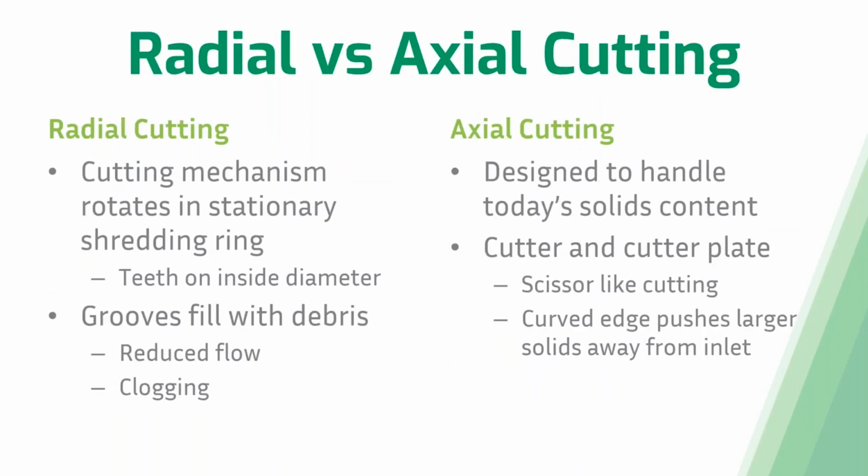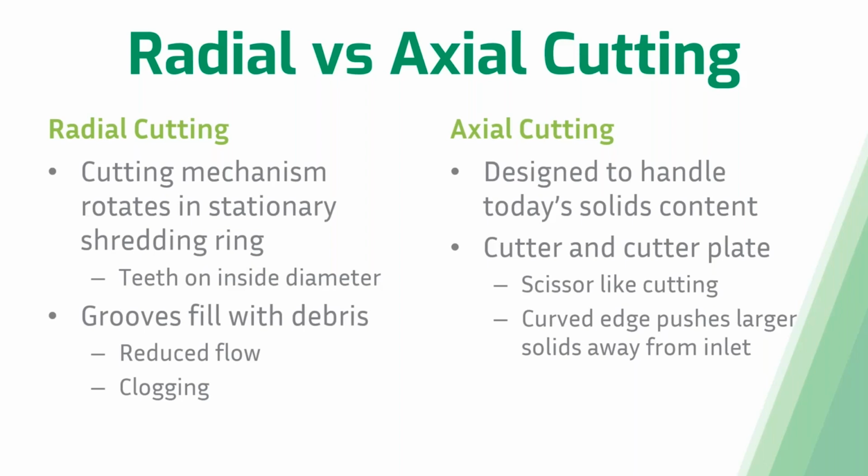So now let's talk about radial and axial cutters on grinder pumps. Radial cutters are the old style of cutting. This cutting mechanism rotates inside of a stationary shredding ring. They are in the same plane, and I'll show you that here in a second. But that shredding ring has teeth on the inside diameter of that pump. The problem with this design is that there are grooves between the rotating mechanism and that stationary shredding ring, and those grooves can start to fill with debris the longer that they're inside of an application. So this can lead to reduced flow into that pump and eventually can clog that pump.